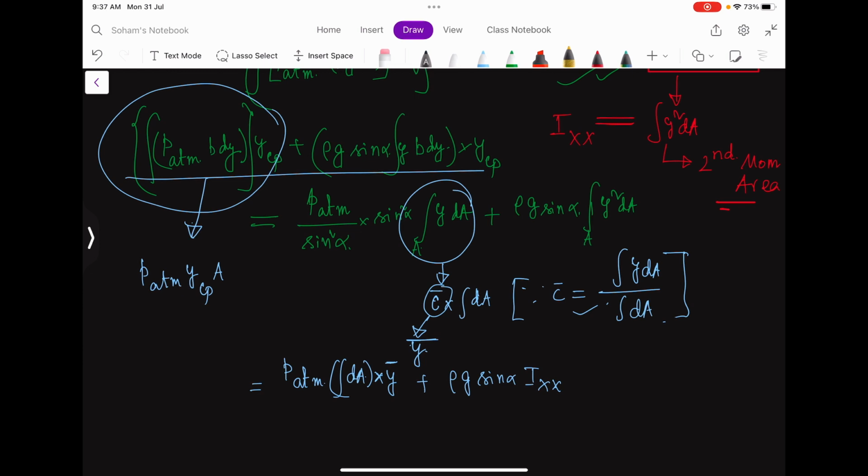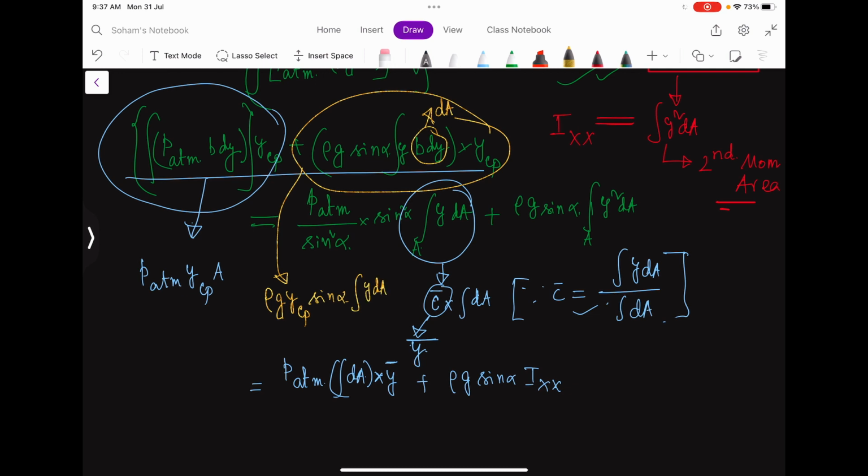And if I have to write this part, that is rho g ycp sin alpha into y into b dy, and b dy is nothing but dA. So that is the integral of y dA, and that I have shown to be nothing but y bar into integral dA, that is A. So this I can write as A actually.